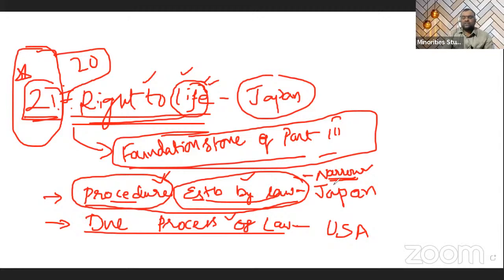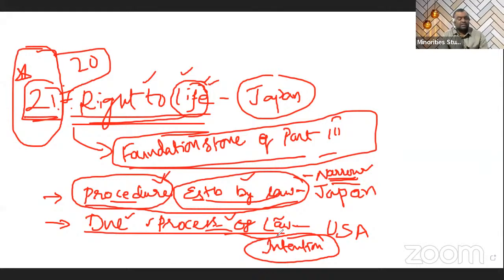This is the first interpretation by the court. Whereas due process of law means that the court will examine the intention of the law. Not only the procedure, but also the intention. If the intention of the law is very good, whether the procedure was followed or not doesn't matter. If the intention is very good, then obviously the court will pursue it, examine it, and make it a right one.